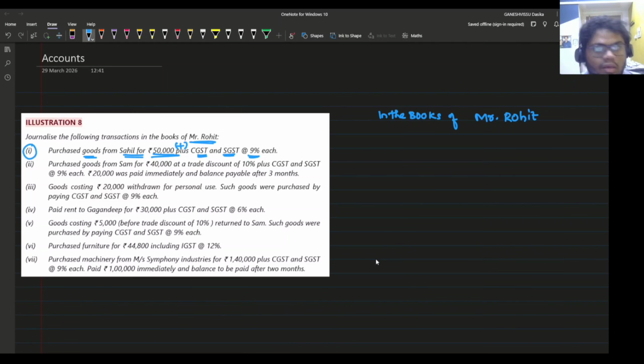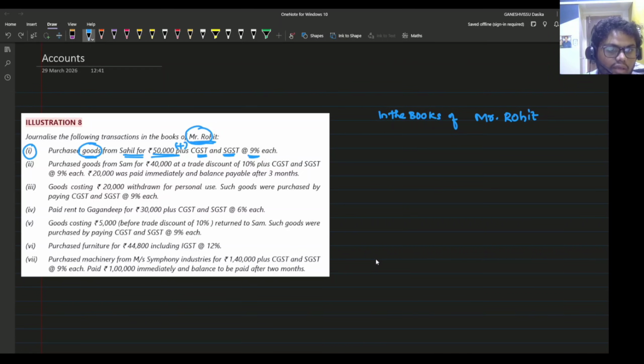So he told us that Mr. Rohit has purchased goods. He is purchasing the goods from Sahil, but he did not mention that he has paid the amount. As he has not paid the amount, we have to assume that it is a credit transaction. You might have observed the difference between cash transaction and credit transaction while doing the problems related to journal.